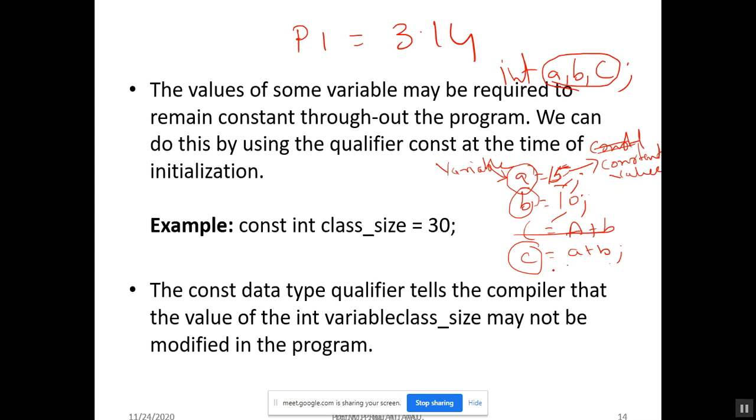So after adding a and b, I can also change the value of a to 25, and I can say now c equal to a plus b. What is the value of c over here and what is the value of c over here? Can anybody tell me?